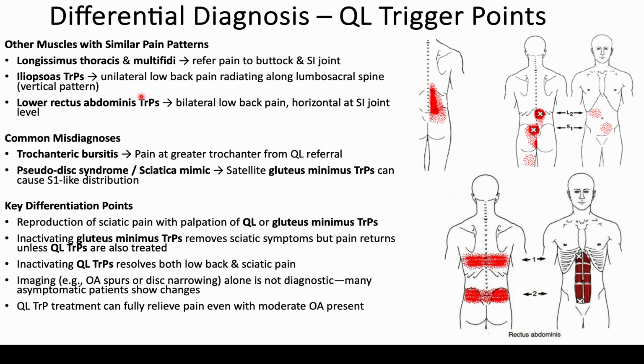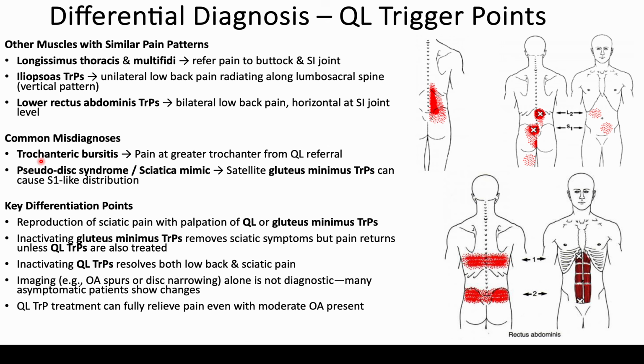Differential diagnosis of the QL trigger points. There are other muscles that can be involved. Longissimus thoracis muscle and multifidi, so you can see these trigger points. Iliopsoas, this trigger point here. Lower rectus abdominis. You can see this lower rectus abdominis refers right into the back. So we want to also check those muscles out.